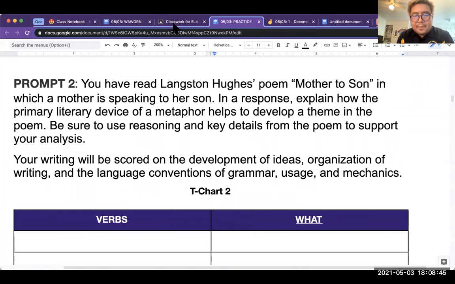Again, the first thing you do when you get to your test is read and deconstruct a prompt. So the first step of deconstructing your prompt is to read the prompt at least twice. So let me read it once.